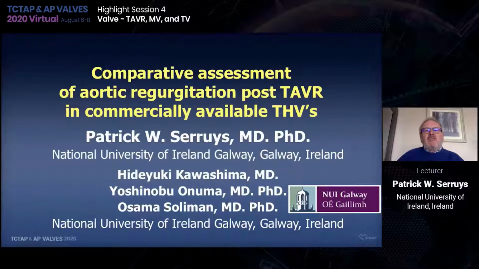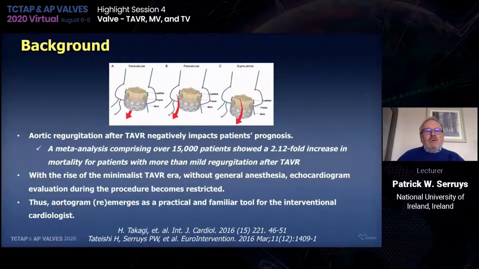I'm going to say something about comparative assessment of aortic regurgitation post TAVI in commercially available transcatheter heart valves. You all know that aortic regurgitation after TAVI negatively impacts patient prognosis. A meta-analysis comprising over 15,000 patients showed a 2.12-fold increase in mortality for patients with more than mild regurgitation after TAVI. And we are also exploring the impact of mild regurgitation.